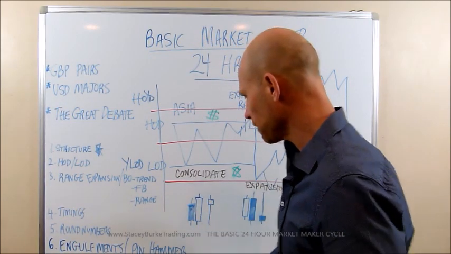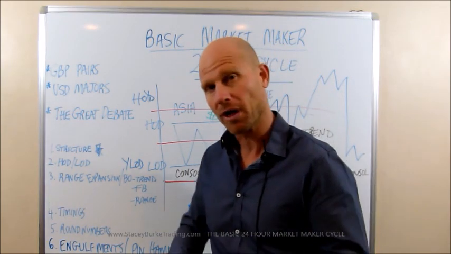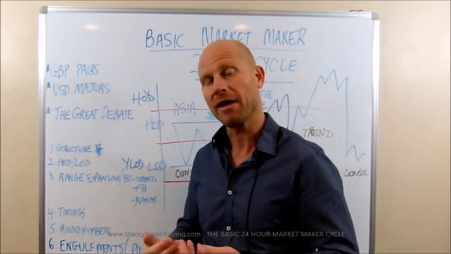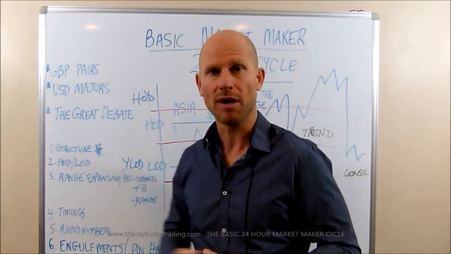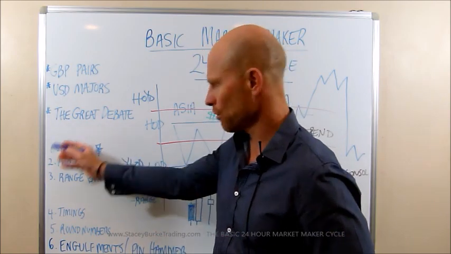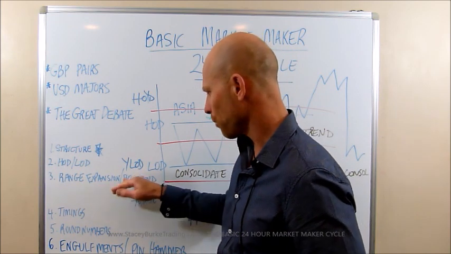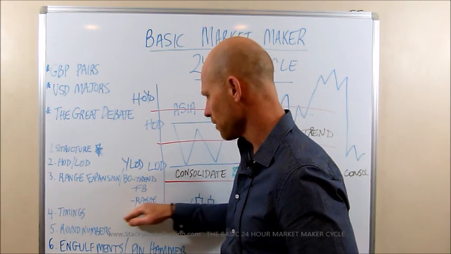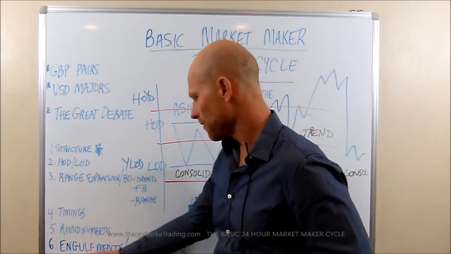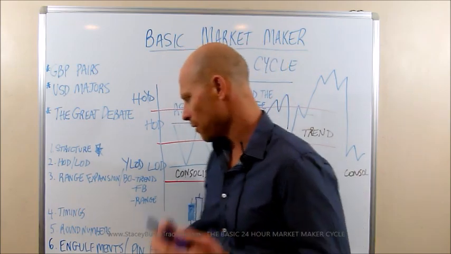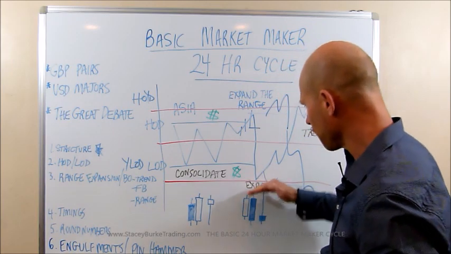In order for me to trade with the trend, I still stick to my basic candle formations that tell me I'm either trading with momentum or I'm trading the pullback or the stop hunt against the trend for the continuation with the trend. Just to review, structure, high and low of the day, range expansion, breakout trend, false break reversal, or a trading range, the timings, round numbers, engulfments, and pin hammers. So we want to look for those patterns where they've locked in the high for the move down or locked in the low for the move up.